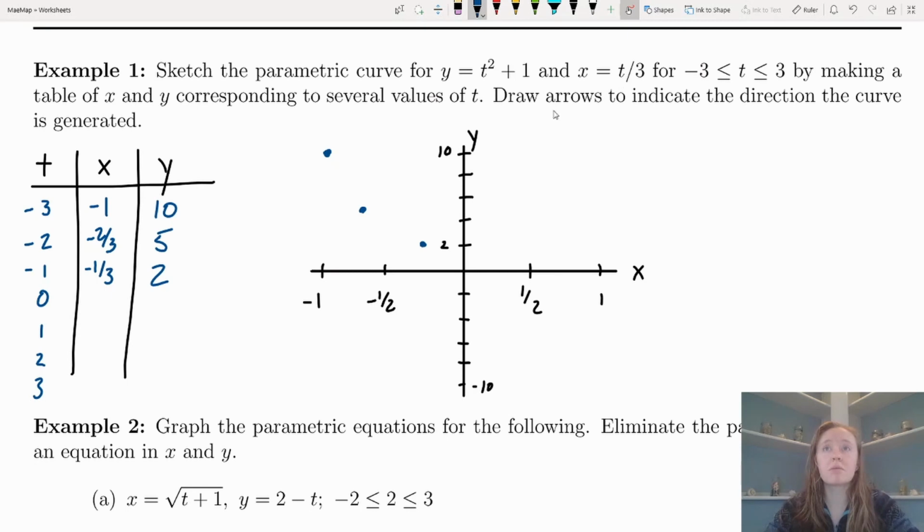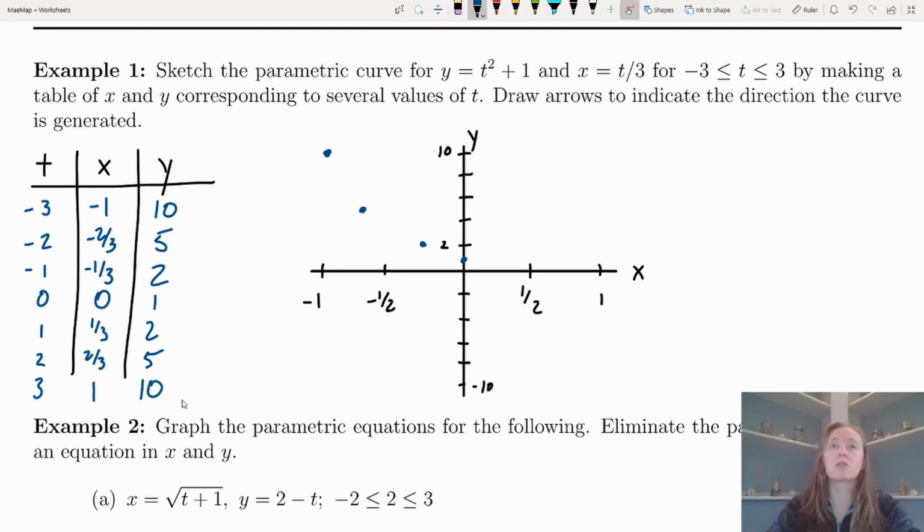And then plugging in 0, that gives us 0 for x, plugging in 0 for t, 0 squared plus 1, that's 1 for y. So then we're at 0, 1. Now plugging in 1, I'll go ahead and do my x coordinates for the rest of these. We'll have 1/3, 2/3, and then 3/3, which is positive 1. And now I'll go ahead and solve for my y's. So when I plug in 1, 1 squared plus 1 is 2. 2 squared plus 1 when I'm plugging in 2 gives me 5. And 3 squared plus 1 when I'm plugging in a positive 3 for t is 10.